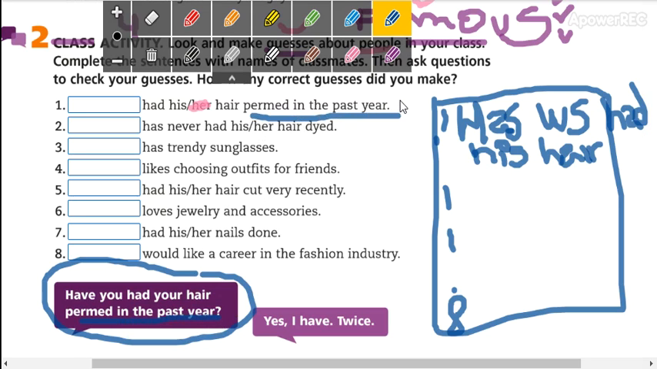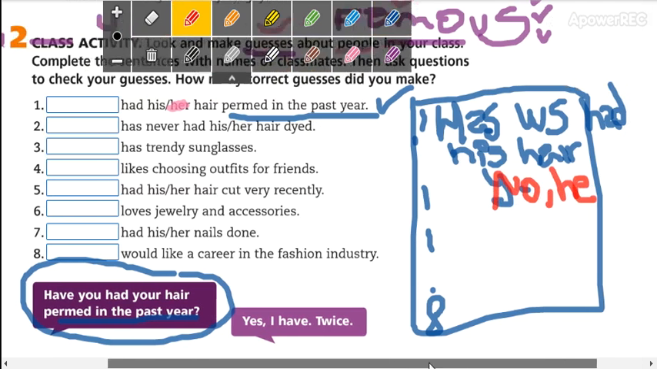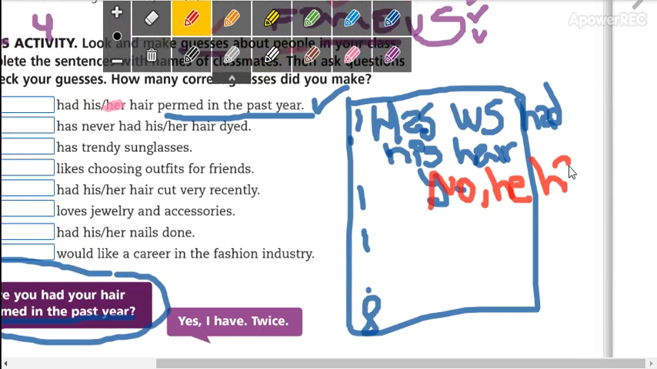Tiene que copiar todo esto. La pregunta se basa en esto. Entonces ustedes responden, yes he has o no he hasn't. ¿Ustedes qué creen? ¿Se hace la permanente? Bueno, yo creo que no. Entonces respondemos, no, he hasn't. ¿Por qué hasn't? Porque es el auxiliar que se utiliza para preguntas de present perfect. Okay, no, he hasn't.